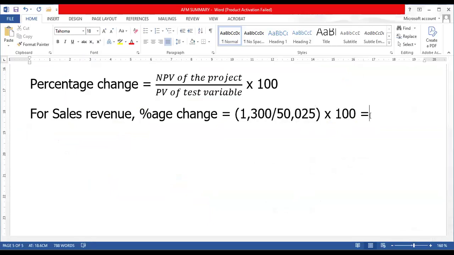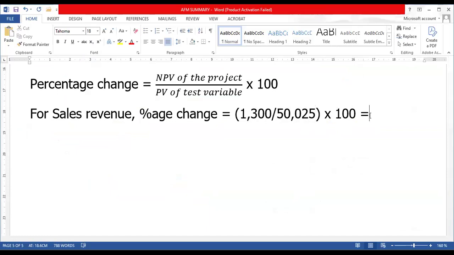One of the topics I like is the sensitivity analysis. Very, very easy. By the way, AFM is one of the easiest subjects you have, I think, this semester.